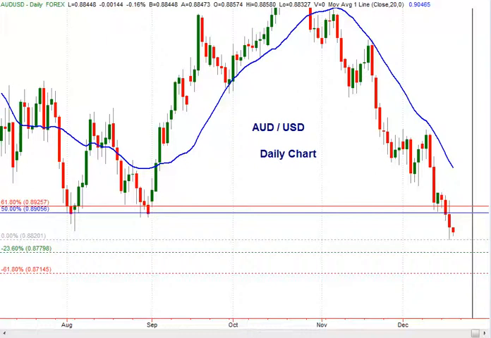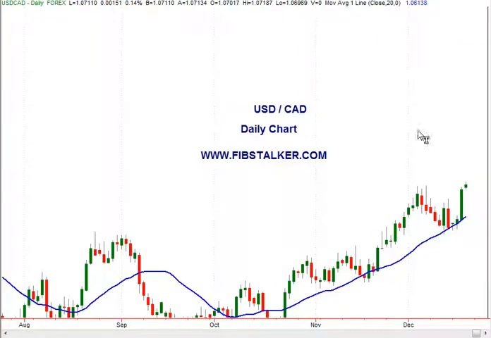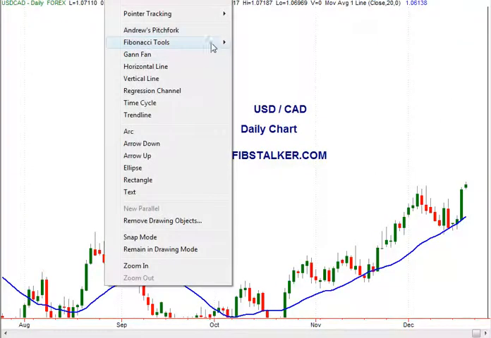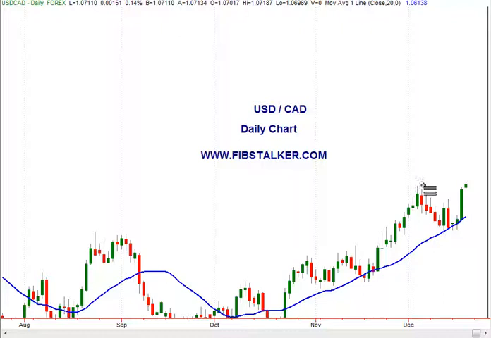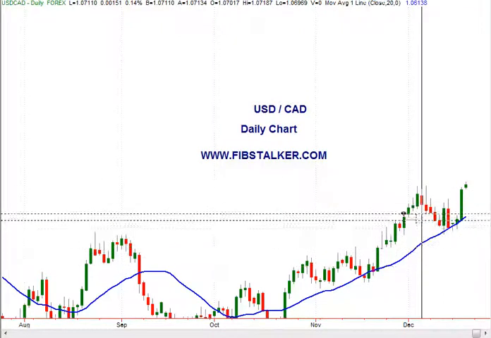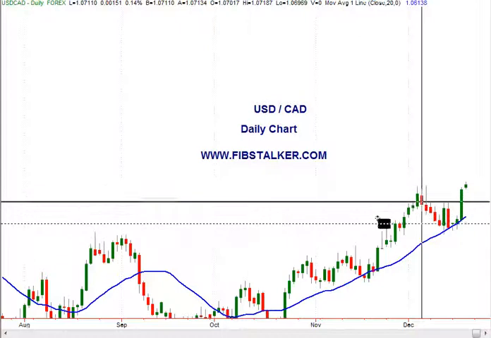Moving to the US dollar versus the Canadian dollar, you will remember that I've indicated one setup that worked very well, and we got a free trade as well out of this trade.